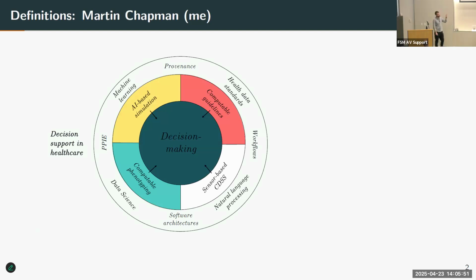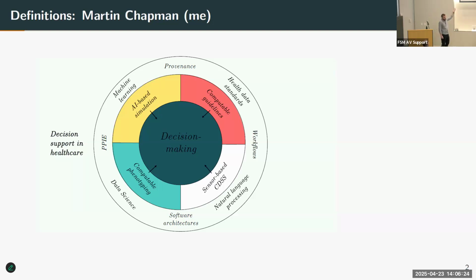So what this really shows, to the goal of defining who I am and why I'm here and what I'm talking about, is the areas that I'm interested in. I'm interested in AI-based simulation, agent-based modeling to understand population health problems. I'm interested in computable guidelines, making these rules or guides that we have for clinicians computable and working with those. I'm interested in much more of a software engineering space in terms of sensor-based clinical decision support systems. How can we define data streams together? And then most pertinently for this talk, I'm interested in computable phenotyping.